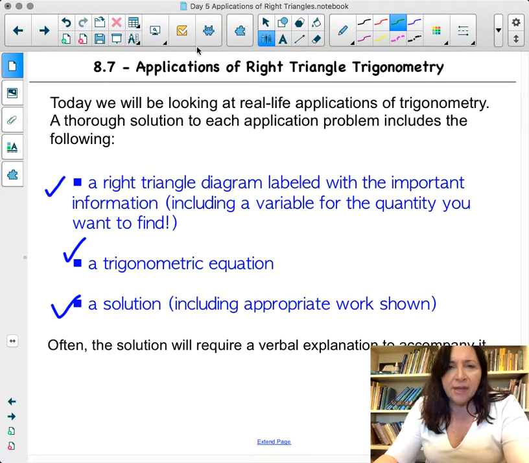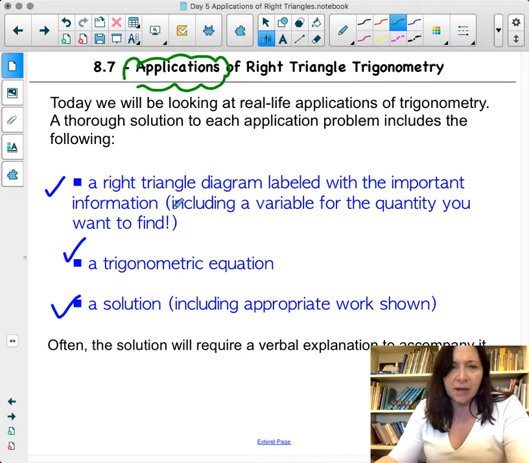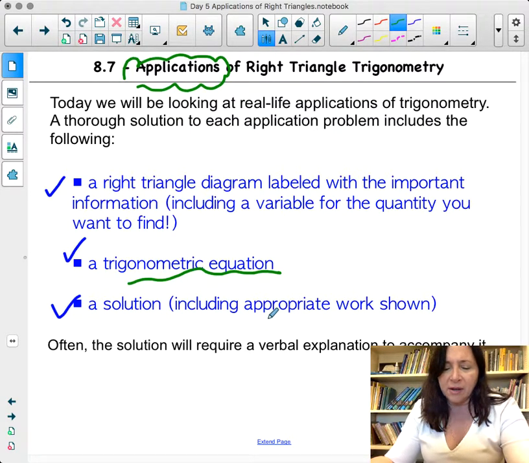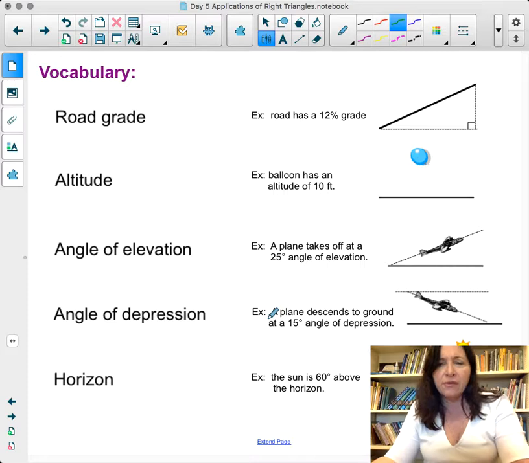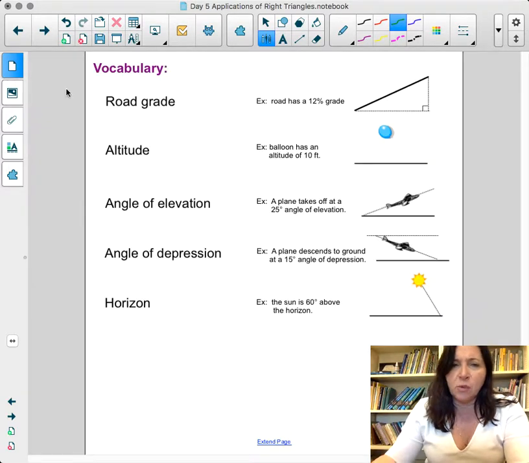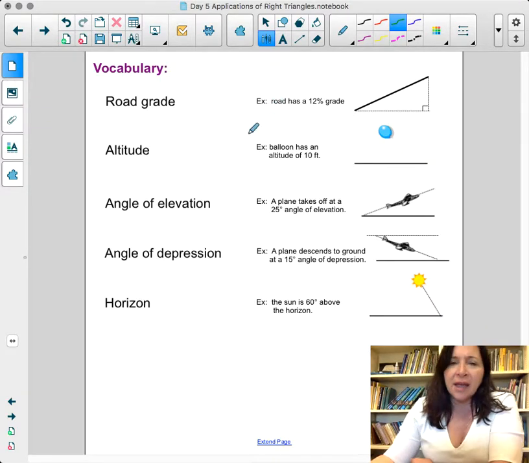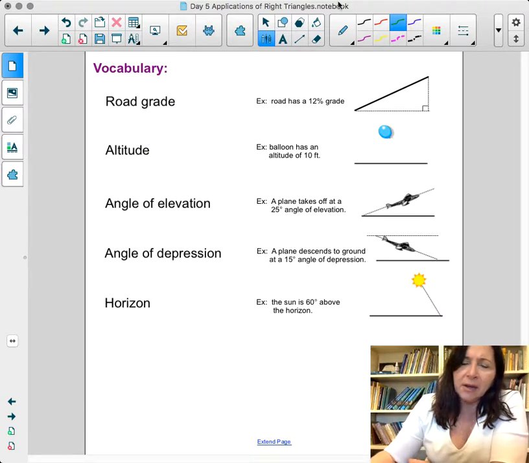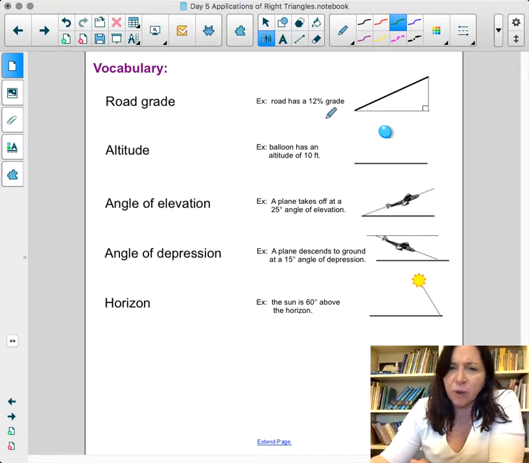So in solving applications of right triangles, there are some tips. First of all, you always need a right triangle in order to use a trig function. You are going to make it into an equation, and you are going to have a solution. The best case scenario is always to try to make a diagram. So a couple of key words that we talked about in class, and we talked about road grade. Road grade, if this is a 12% grade, that's 12%.